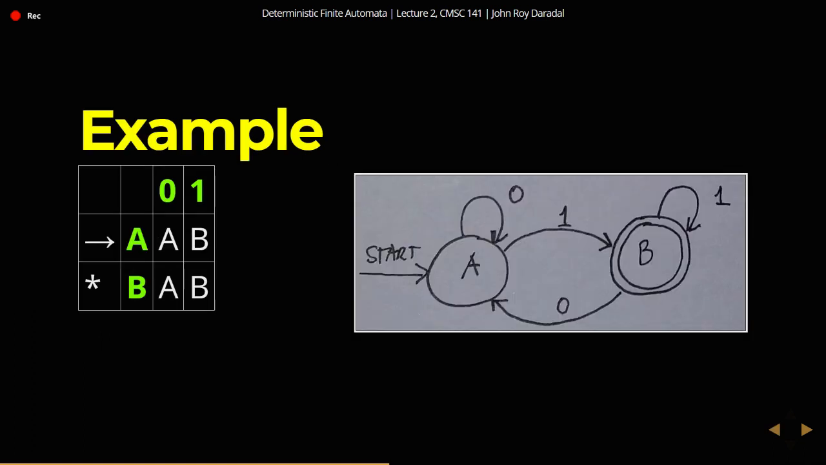As an example, this was the DFA that we had earlier. In our transition table, our states are here as the rows, so A and B, and then the input symbols are 0 and 1 in the columns. Our start state is labeled with the arrow, so it's A, and our accepting state is labeled with the asterisk, which is B. And then for the transitions, A,0 goes to A, A,1 goes to B, B,0 goes to A, and B,1 goes to B. So everything is encoded in this one table. So that is the transition table.